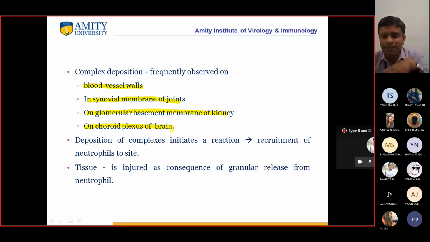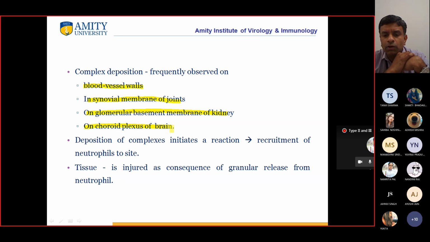Wherever they settle, suppose they get settled in the synovial membrane of the joints, they will create joint pain, they will cause arthritis, inflammation of the joints, okay? If they get settled in the glomerular basement membrane of the kidney, they will create kidney issues, right? They will cause glomerulonephritis, okay? Similarly, if they are deposited on the choroid plexus of the brain, then they will cause inflammation in the brain, right?